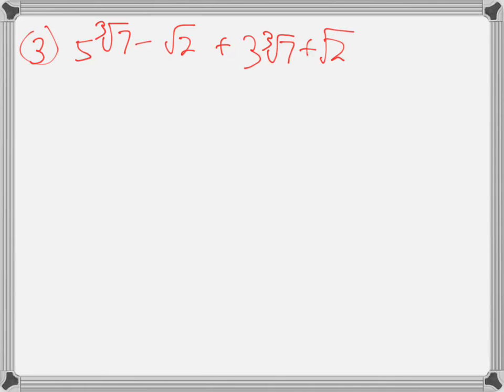So let's try that one. Basically it's, again, like terms. Any ones that match, you just add those together, combine those. So 5 third roots of 7 and 3 third roots of 7 makes 8 third roots of 7. And then what happens with the minus root 2 and the plus root 2? They just cancel out. So there's our answer. It's just like roots.